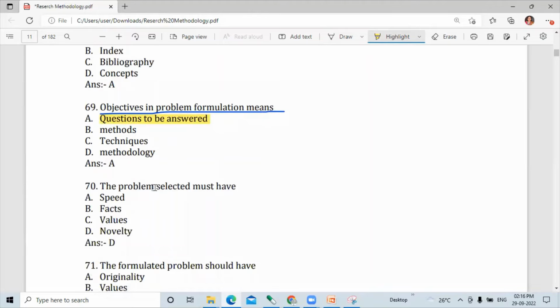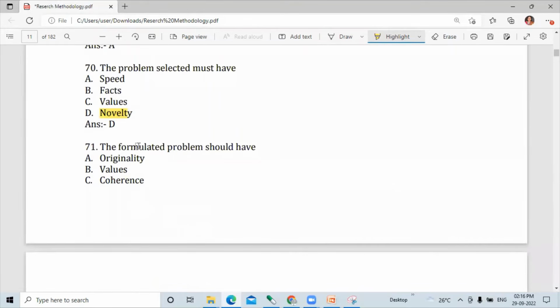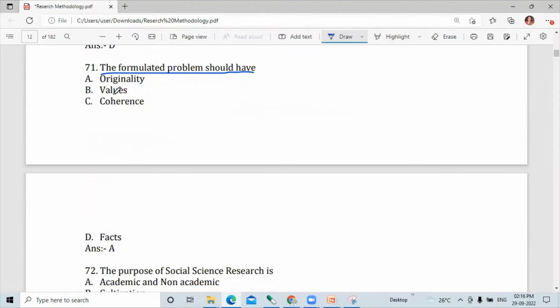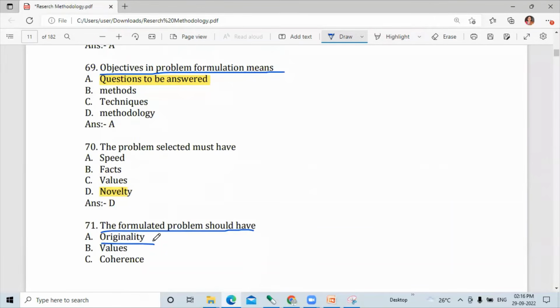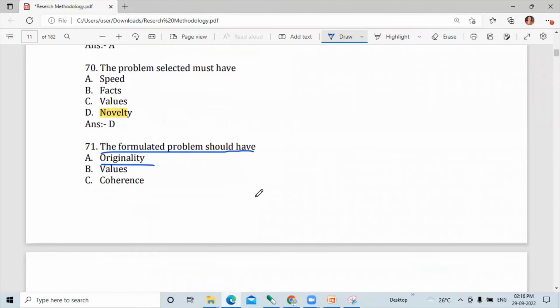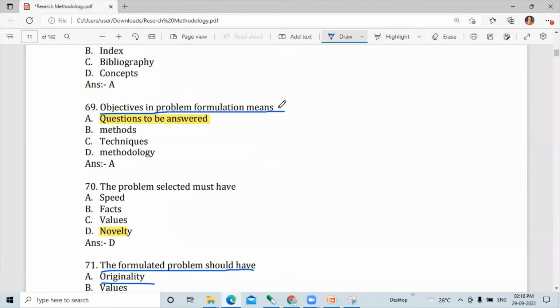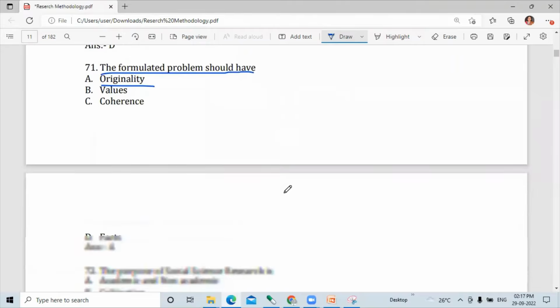Next is the problem selected must have what? Novelty. And the next question is the formulated problem should have originality. So the formulated problem should have originality and the problem selected must have novelty. Objectives in problem formulation means it is questions to be answered.